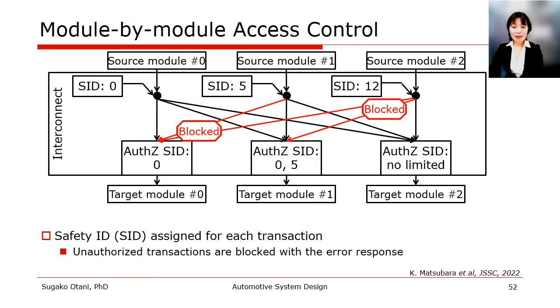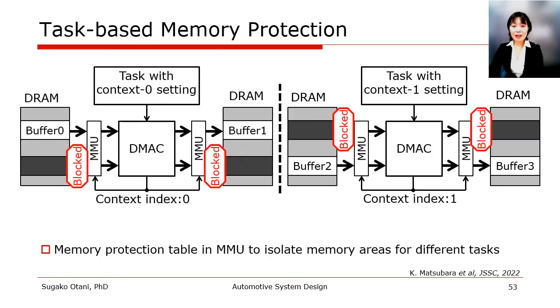Here is an example of module-by-module access control. The interconnect assigns a safety ID, to which a source module belongs, to each transaction. A transaction with an authorized safety ID is allowed to access the target module. And for a module shared by multiple tasks, such as DMAC, the memory protection table in the MMU, Memory Management Unit, is used to isolate memory areas for different tasks.